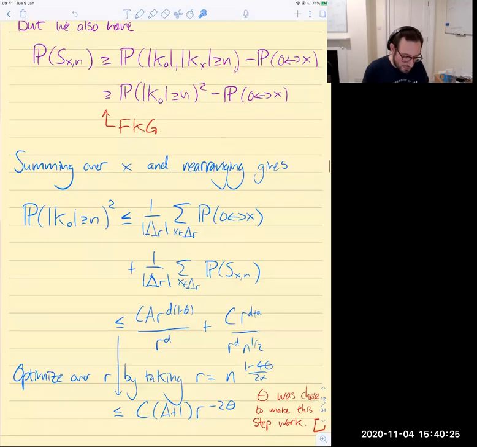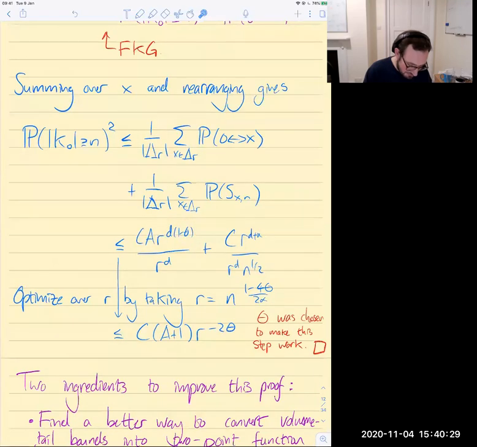And I've already bounded both of these. So I plug in those bounds, I get some expression here. It's not too interesting. And then throughout this whole thing, R was just an additional parameter, right? So we can now optimize over R. Turns out the optimal value is this. And if you compute, what you get is that this is bounded by this.